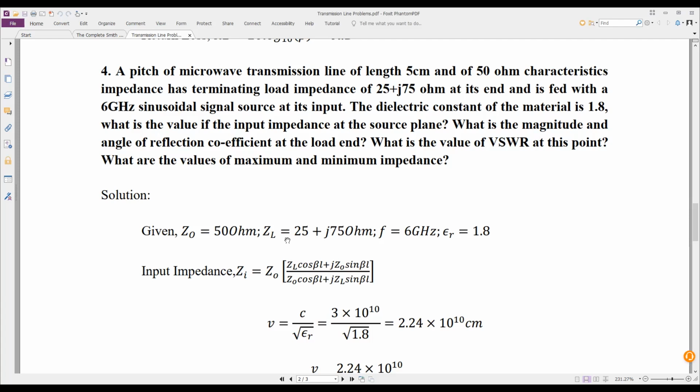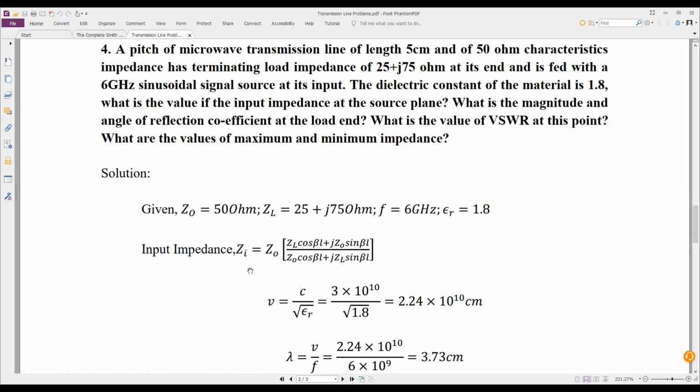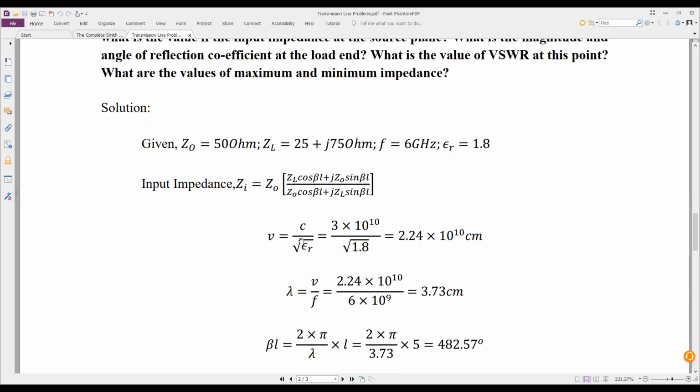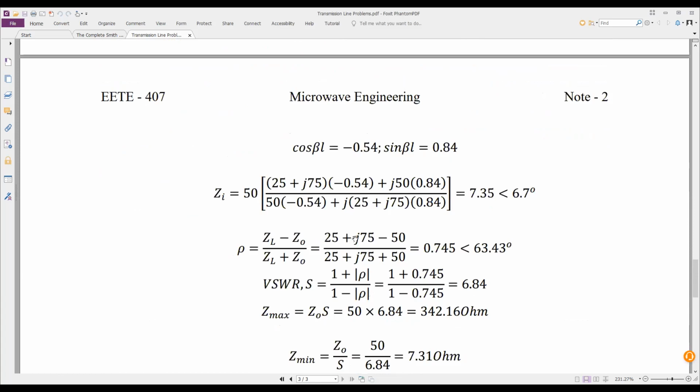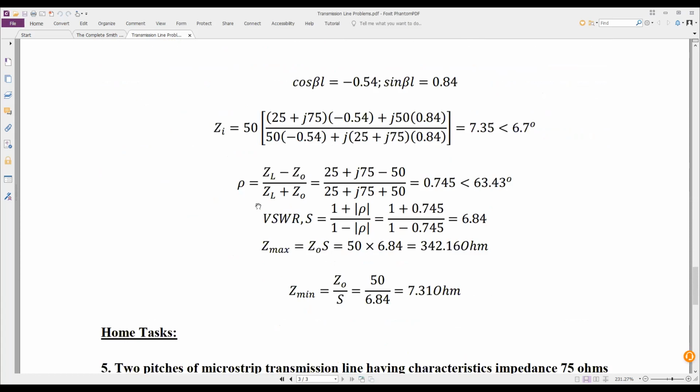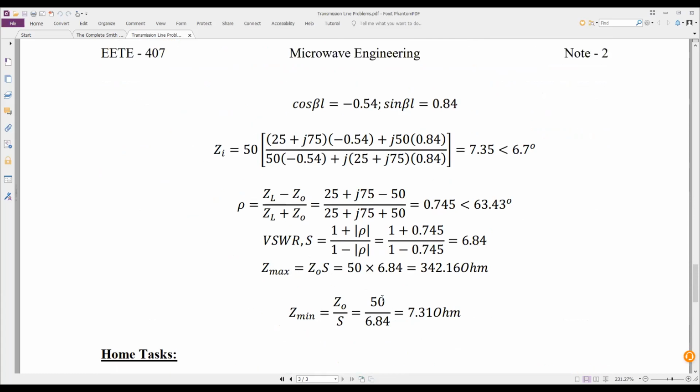Z0 is 50 ohm, ZL, f and epsilon R. Now, what is the value of input impedance? Velocity, as usual, lambda, beta L. Then calculate cos beta L as well as sin beta L, input impedance, and rho, VSWR, Z max, and Z min. See, all are the same game of formulas. You have to put the values into the formulas, then you'll get the result.